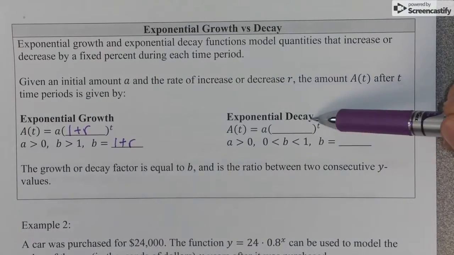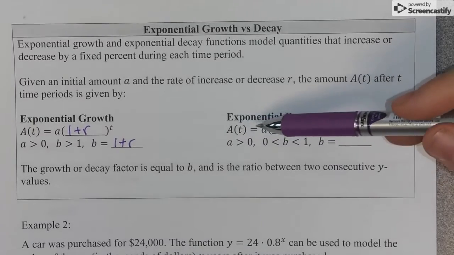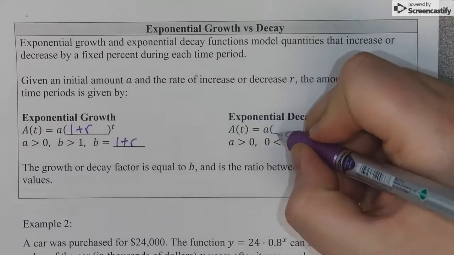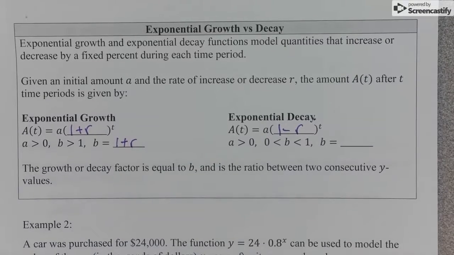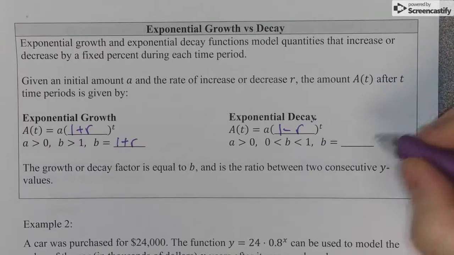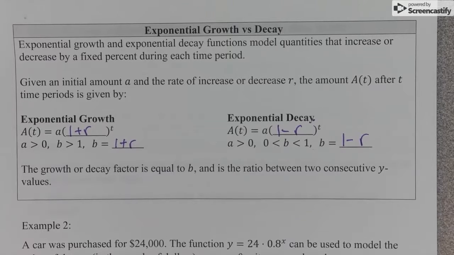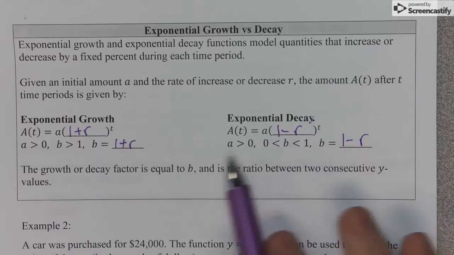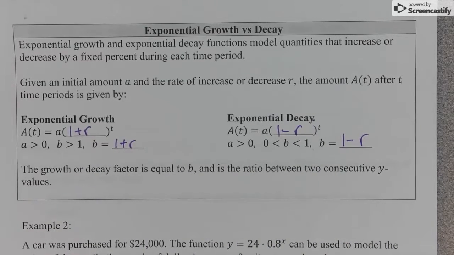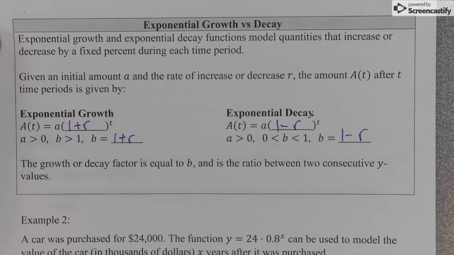If you have exponential decay, very similar. You have A of t equals a times 1 minus R to the power of t, where a is bigger than 0, b is in between 0 and 1, and b equals 1 minus R. The growth or decay factor is equal to b and is the ratio between two consecutive y values. So this 1 minus R and 1 plus R, those are your decay factors. Those are your b values.